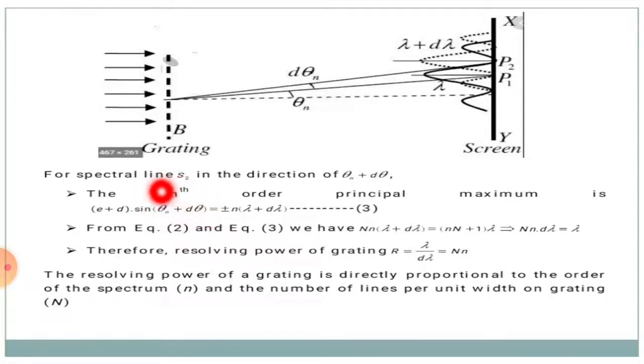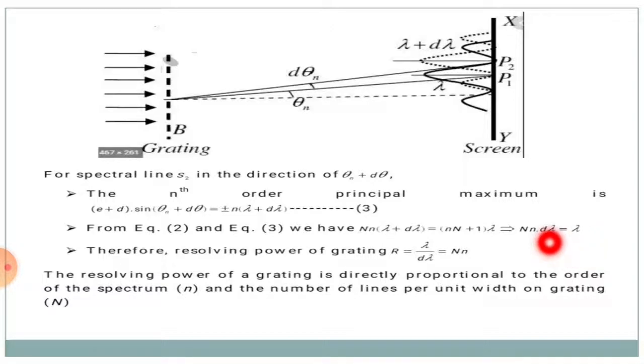Now, we will multiply it with capital N, by equation 3. We will get capital N into (e plus d) sine(theta plus d theta) is equal to capital N into small n into (lambda plus d lambda). Now, comparing equations 2 and 3, the left hand side portions cancel each other, and the remaining portions will be capital N into small n into (lambda plus d lambda) is equal to capital N into (small n plus 1) into lambda. Now, we will simplify this expression. We will get capital N into small n into d lambda is equal to lambda.